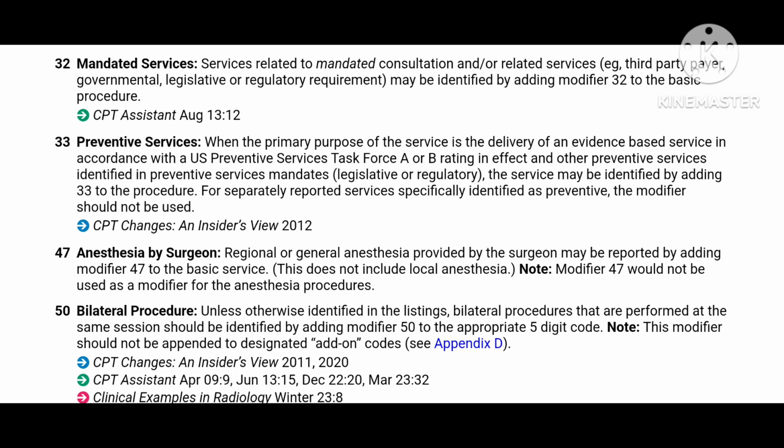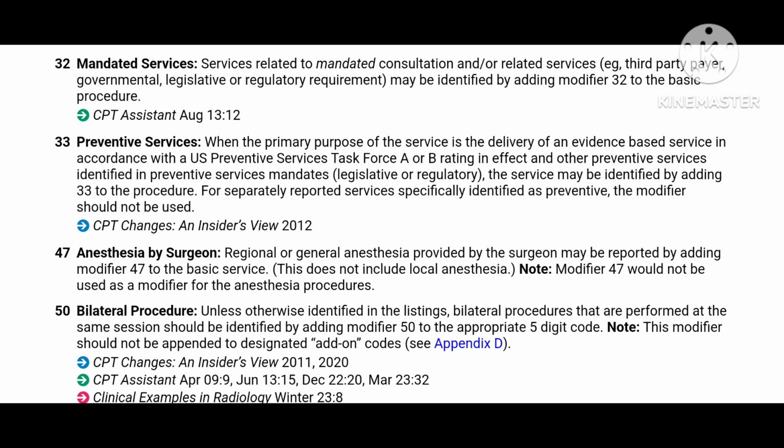Sometimes some treatments or some examination will be mandated by the third party insurance company or by the government or by the legislative department or regulatory department. They force us to do something. For example, there is a patient, he is a criminal, and they want to evaluate the patient's mental status. So they need a psychiatrist evaluation.